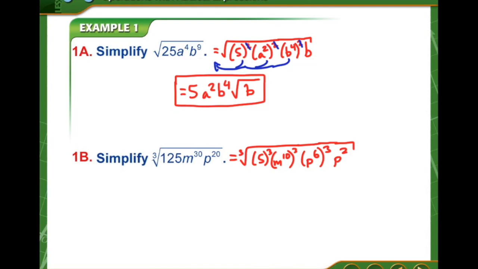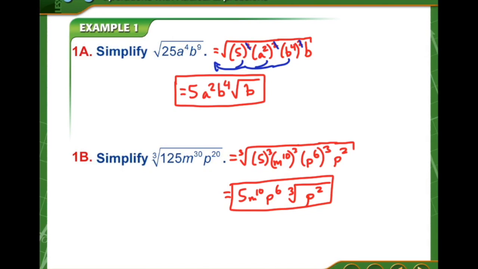I forgot the cube root in the front. So now our final answer: it's not a cube root anymore. Now it's 5 m to the 10th, because we'll get rid of all these cubes, p to the 6th, times the cube root of p squared. So there's our answer for this one.